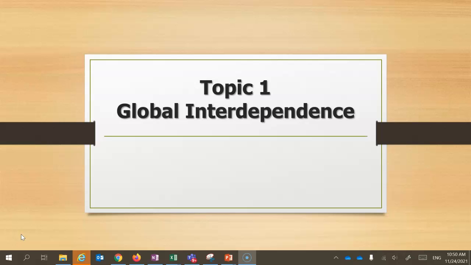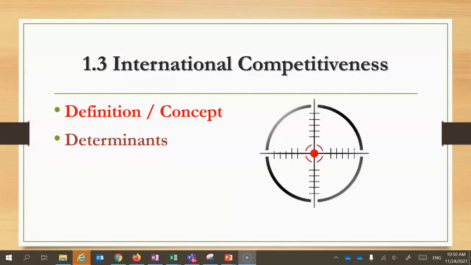In this video, we will be looking at subtopic 1.3, International Competitiveness. This is another subtopic for topic 1, Global Interdependence. In this subtopic, as usual, we will always start with the concept of the new term, in this case, international competitiveness, and then we will be looking at determinants of international competitiveness, which means factors that can affect a country's international competitiveness level in terms of their exports.